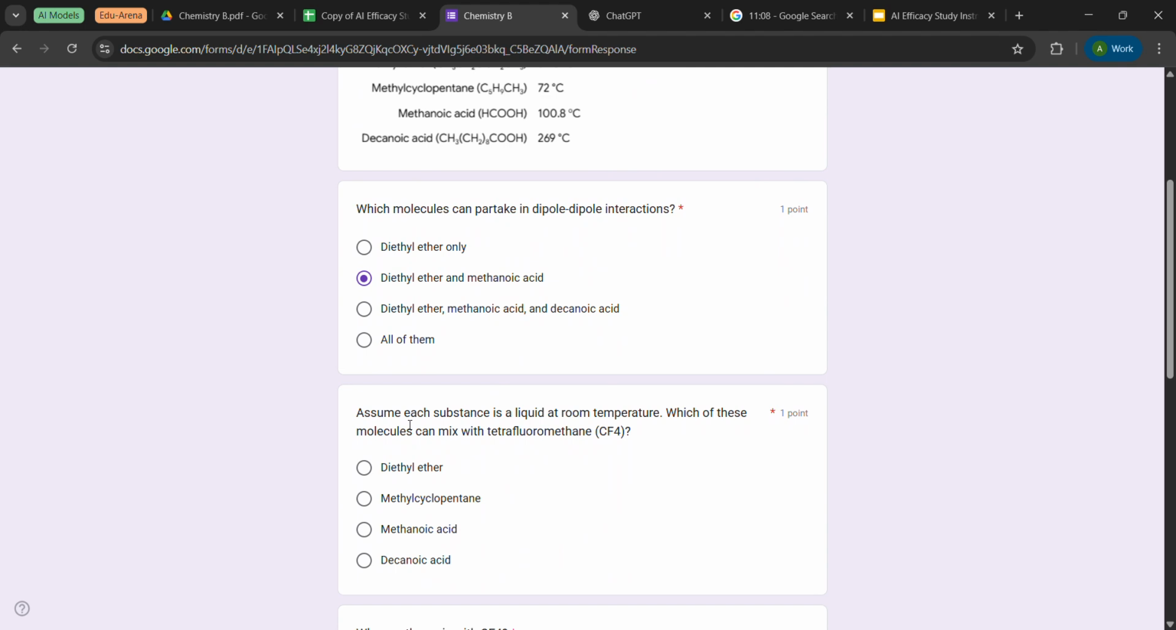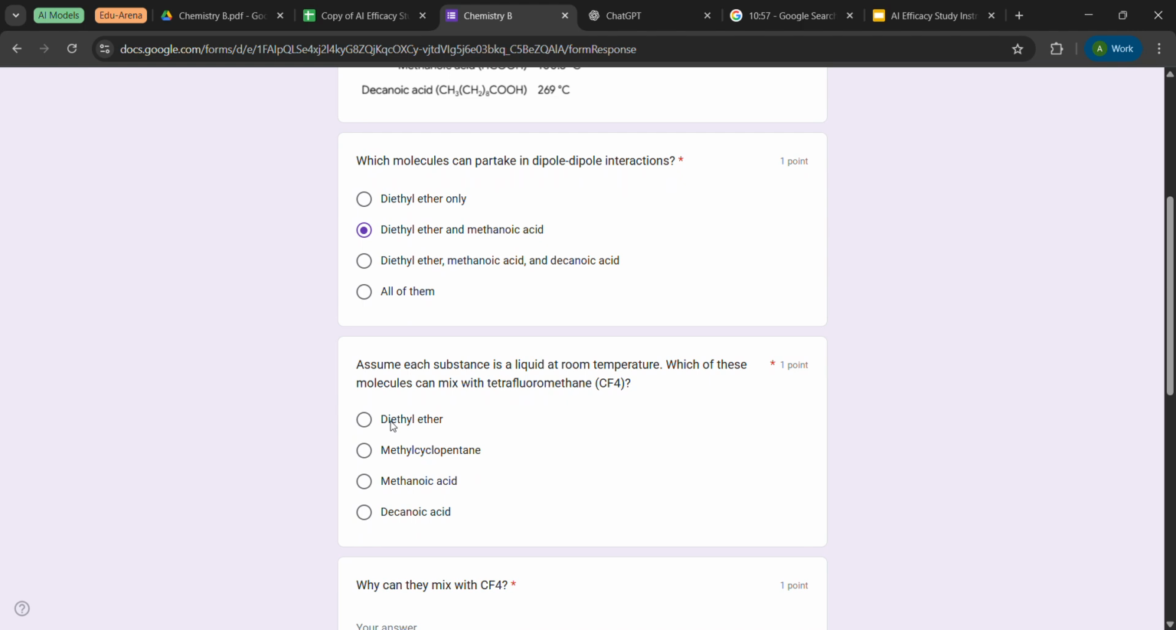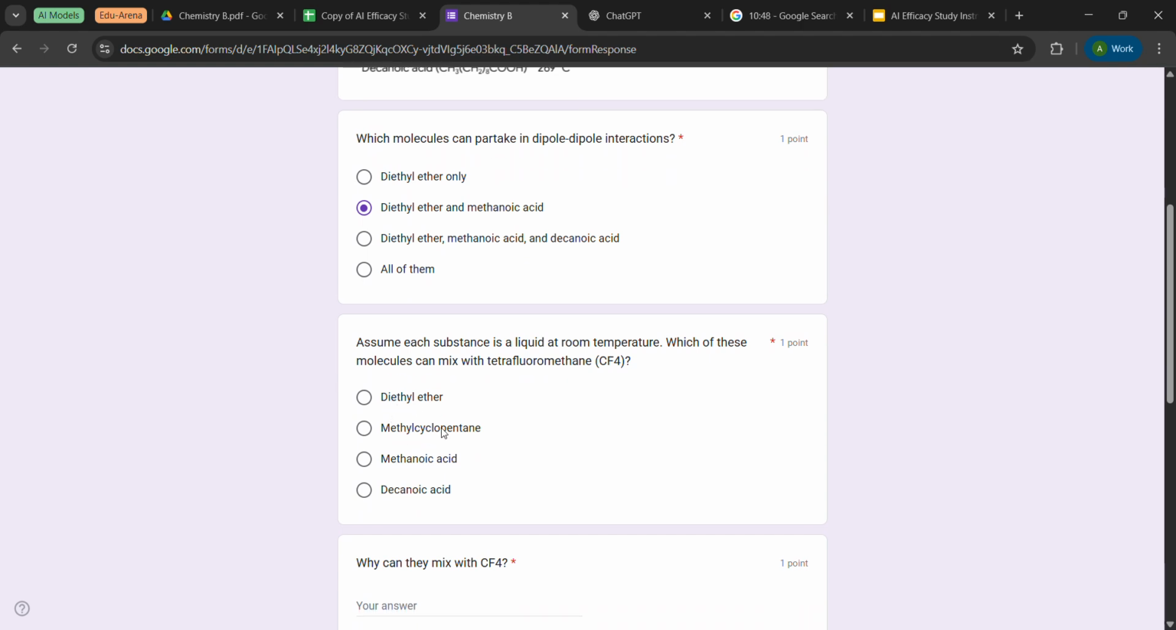Then for the next question, assume each substance is a liquid at room temperature. First off, which of these molecules can mix with CF4? Diethyl ether, no idea. Okay, this is ether. This is methyl cyclopentane. This is methanoic acid, and this is decanoic acid. Just a random guess: this is ether, again a functional group. This is acid, again a functional group. This is acid, again a functional group. However, this is the original alkane.